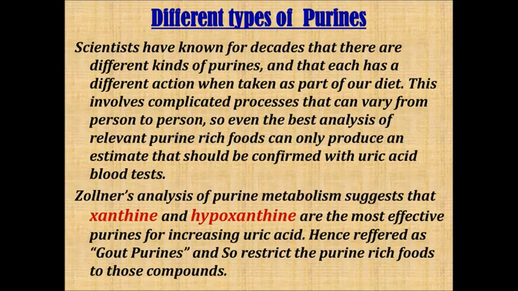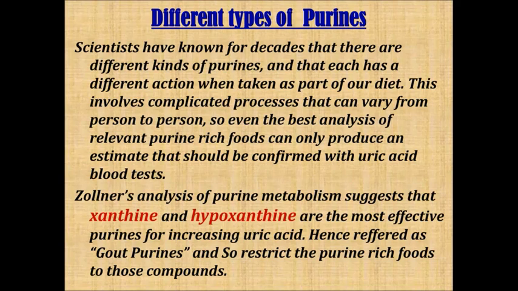Scientists have known for decades that there are different kinds of purines and that each has a different action when taken as part of our diet. This involves complicated processes that can vary from person to person. So even the best analysis of relevant purine-rich food can only produce an estimate that should be confirmed with uric acid blood tests.